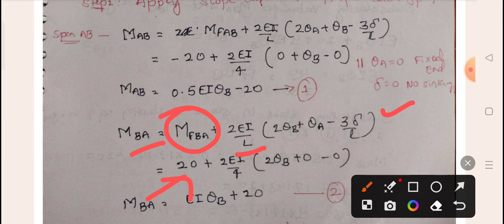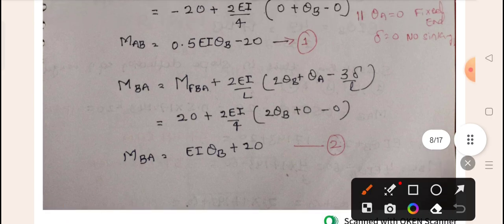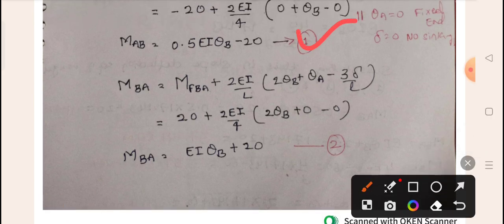So as per this, 2 theta B. Theta B means the roller support, so theta B will not be equal to 0. So 2 theta B plus theta A. A is which support? Fixed support, so that value is equal to 0. Then 0 minus 3 delta by L, and delta sinking is not given. So MAB and MBA have been calculated. MAB is okay, MBA is okay.